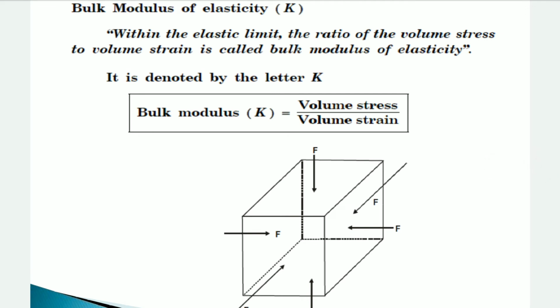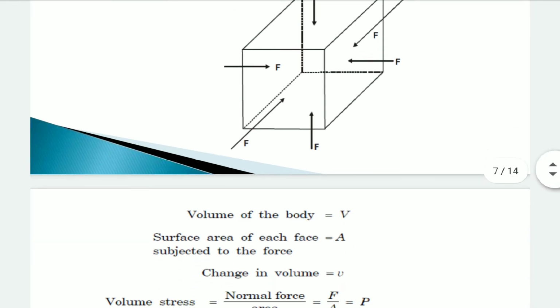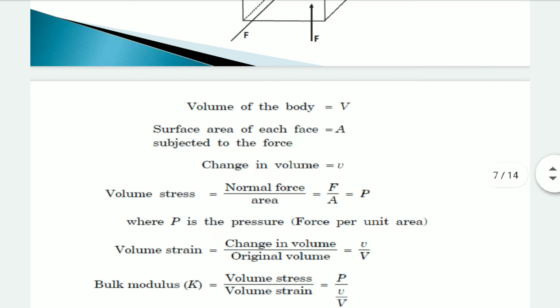Bulk modulus of elasticity. Within the elastic limit, the ratio of volume stress to the volume strain is called bulk modulus. Consider a cube. We apply a compressive stress on all the 6 faces of the cube. Therefore, its volume decreases. Let us take the original volume as capital V. The change in volume is equal to small v. Therefore, the strain is equal to the change in volume by the original volume, small v by capital V.